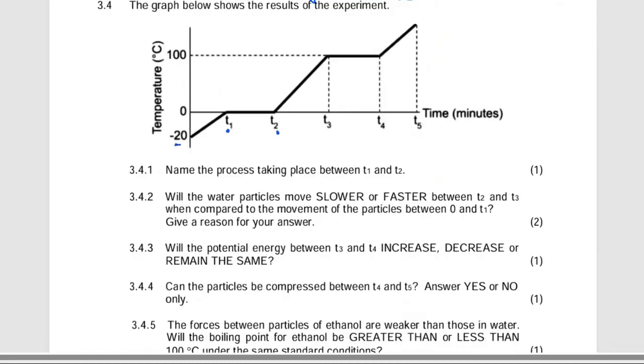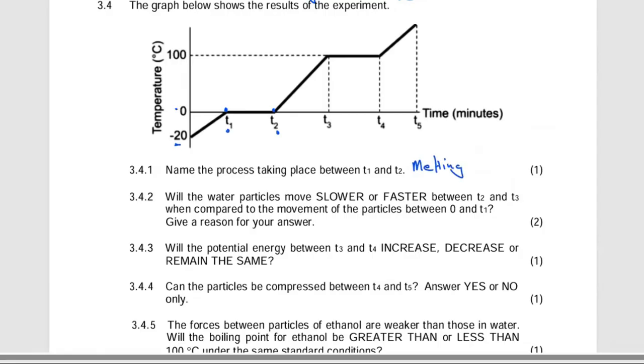So we can see at the start there was an increase in temperature from -20 to 0. So between T1 and T2, it means here we're still having some ice within here. So what is happening to that ice? It is still melting. So there is what we refer to as melting.